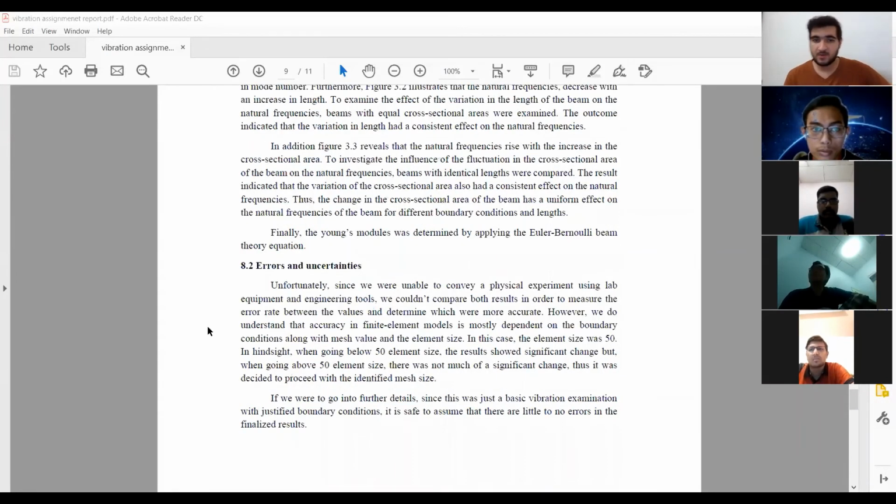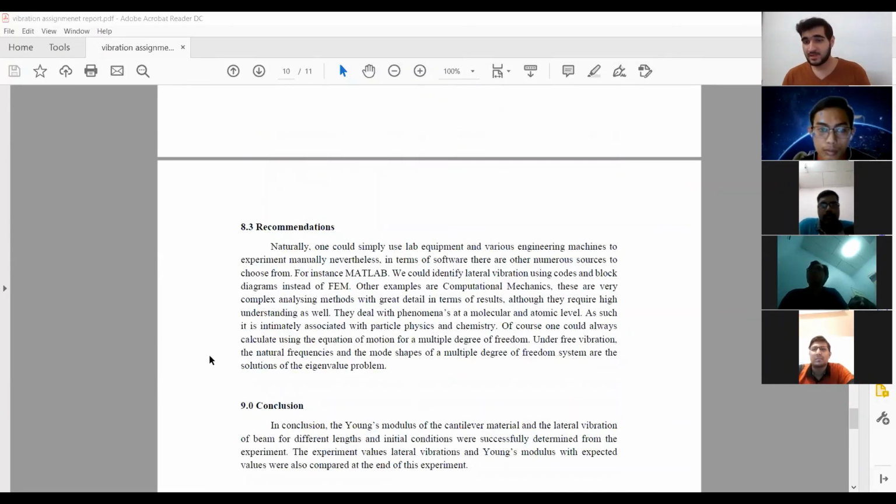So let's go to some of the errors and uncertainties. Now, of course, since we're using FEM and numerical methods, there is not much in terms of errors. Unfortunately, we could not do this manually. If we were to do this manually, I think human error would be one of the main factors that would affect this project. But again, since this is a very basic and fundamental experiment and it's already been done before, it's safe to assume that the results obtained from the FEM analysis are around 100% accurate. It's not exactly perfect, but it's very close to what we would expect.